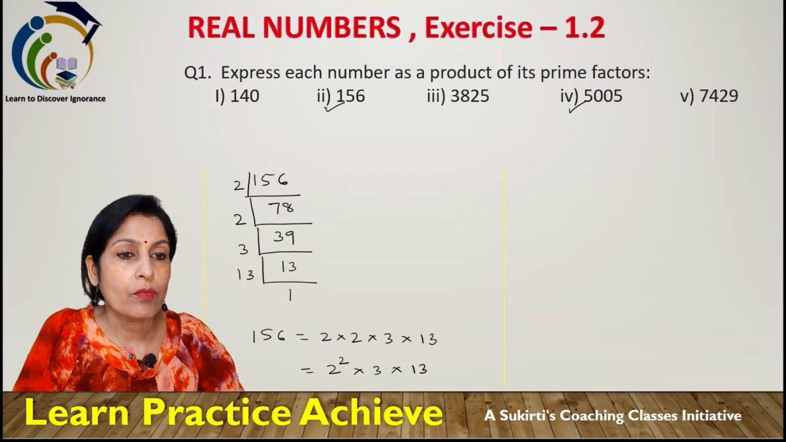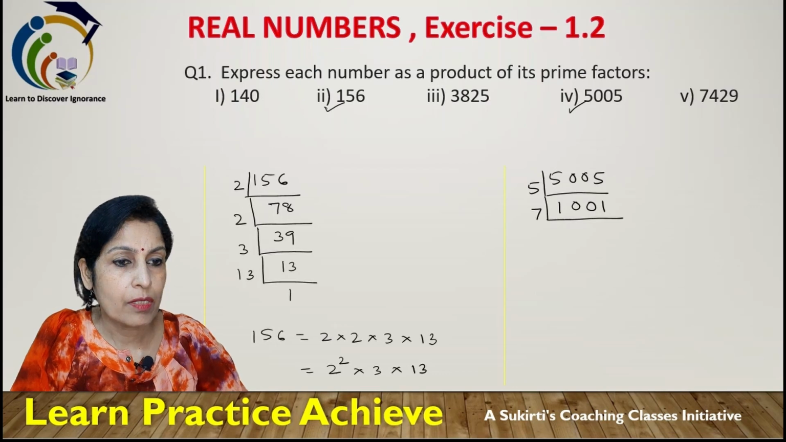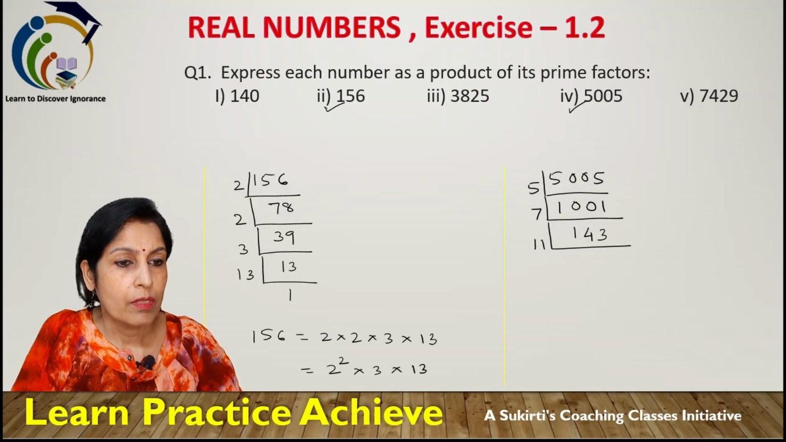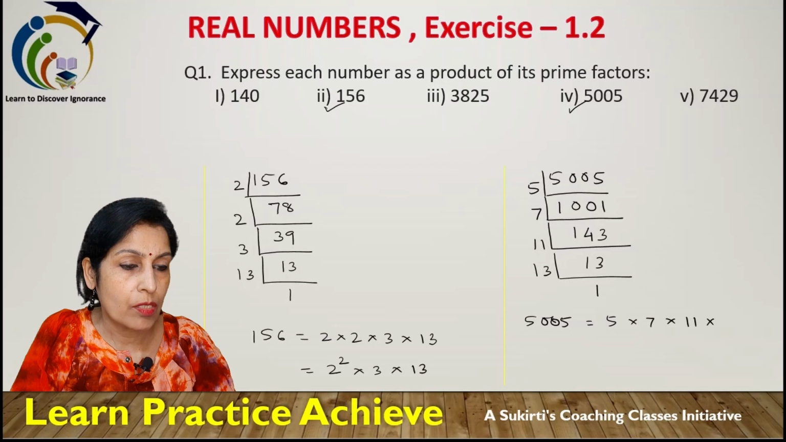Okay. In the same way, when we find the prime factorization of 5005, because the last digit is 5, we can divide by 5, 5 1s are 5, giving 1001. Then it will go by 7, 7 1s are 7, 7 4s are 28, then 7 3s are 21. After this it will go by 11, 11 1s are 11, 11 3s are 33, then by 13, then 1. So this can be written as 5005 is equal to 5 into 7 into 11 into 13.